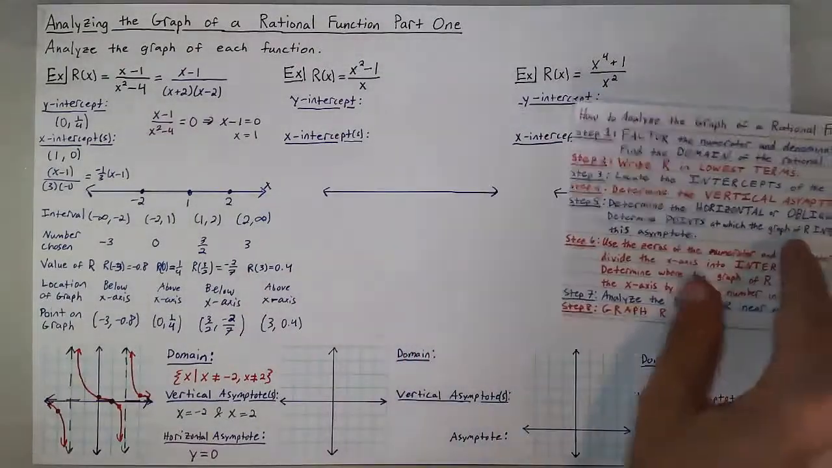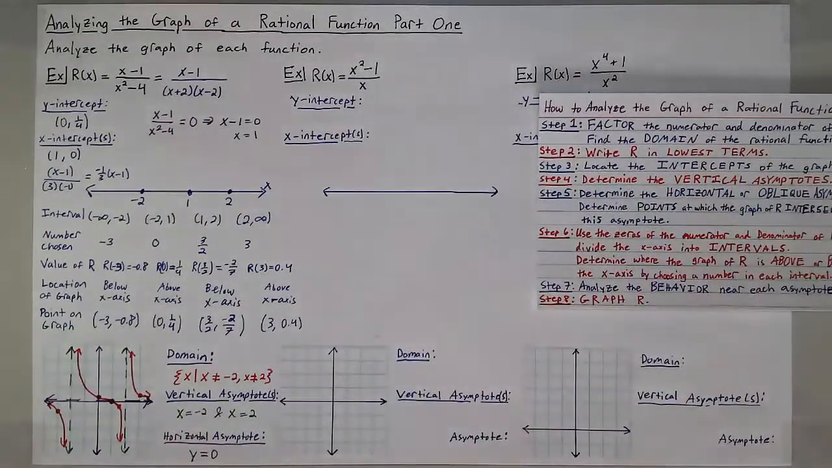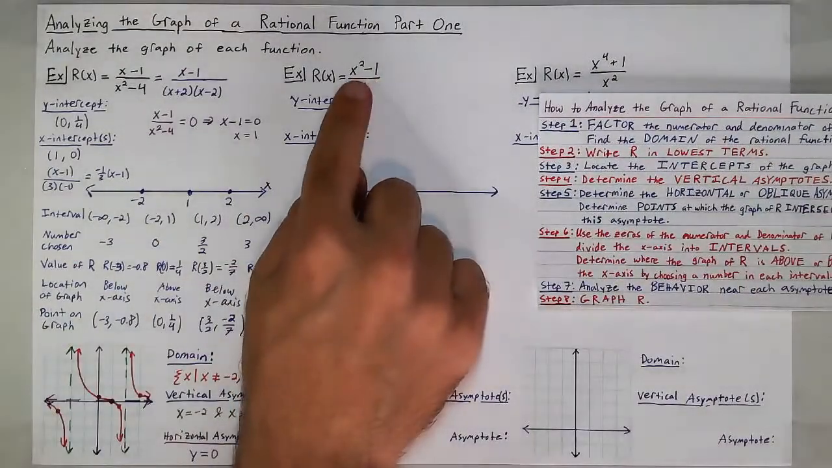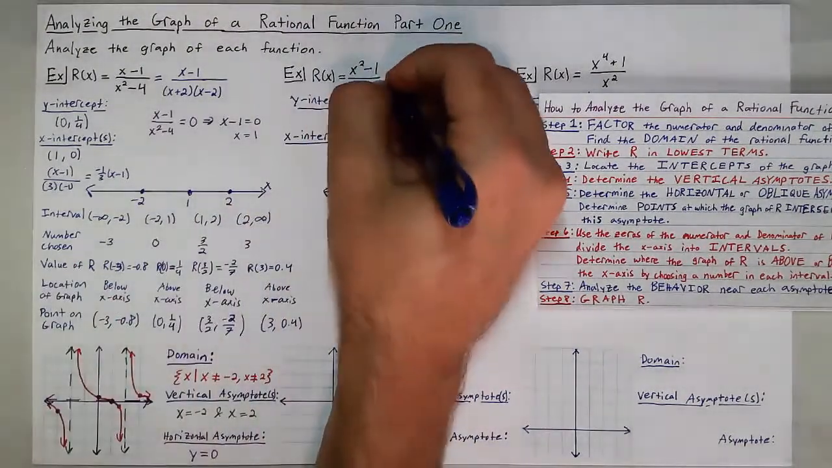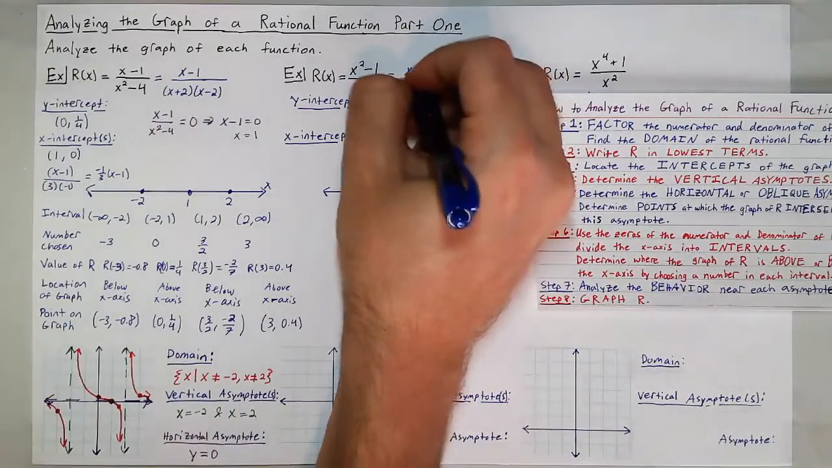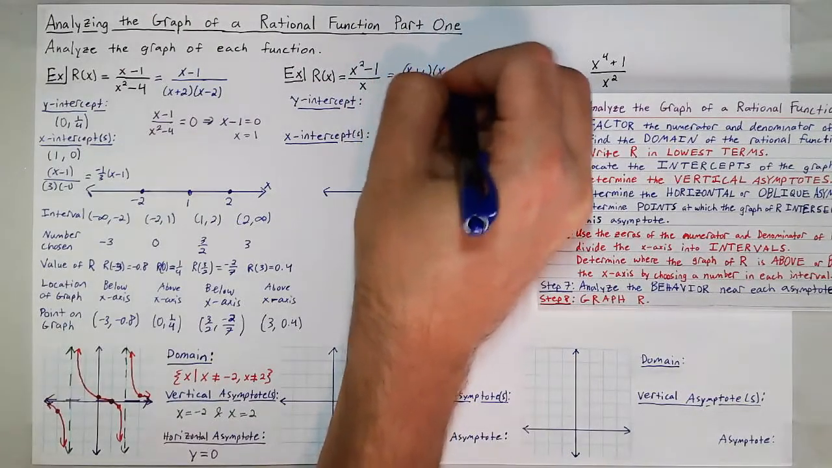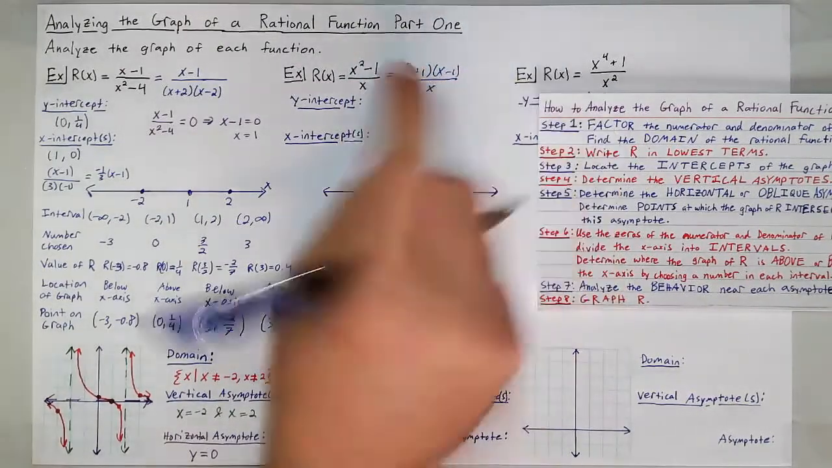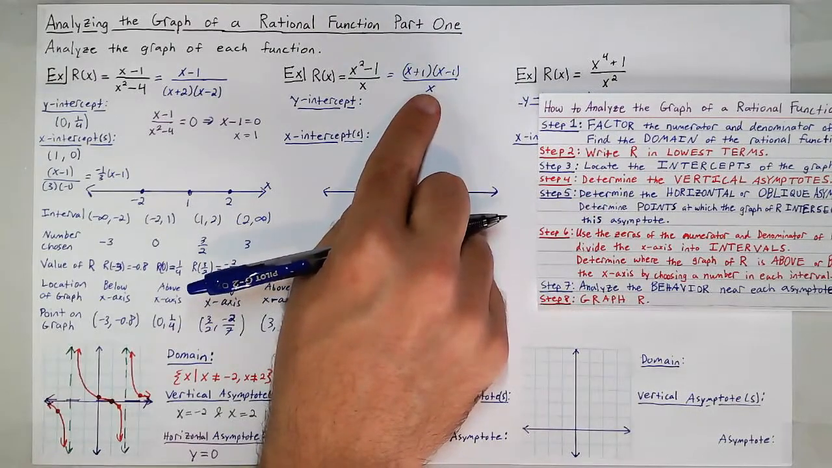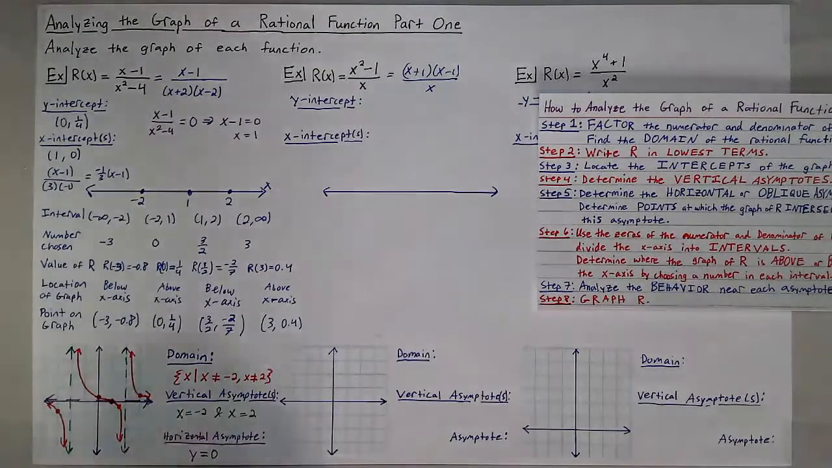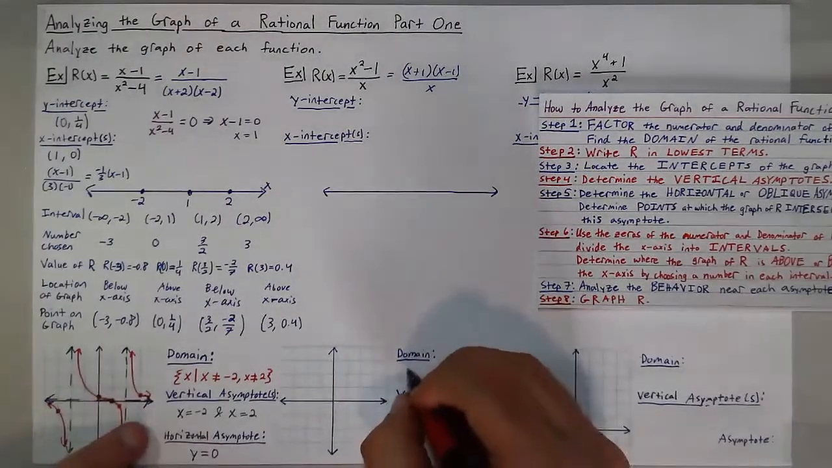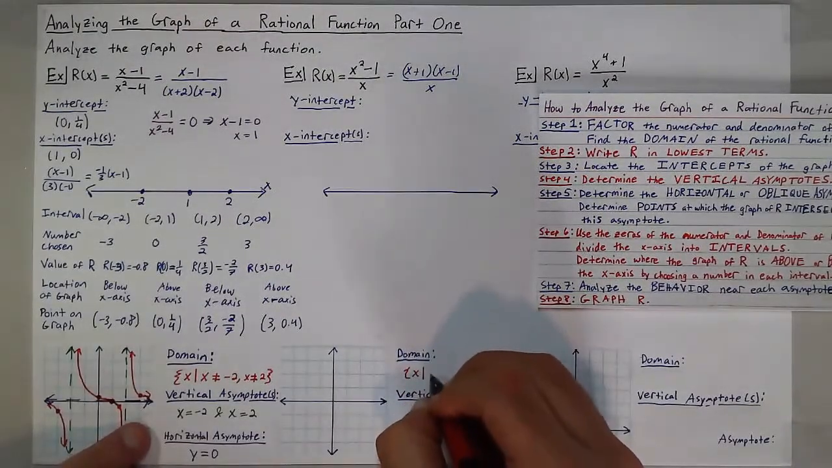Let's try this out with another example. So here I have (x² - 1) over x. I want to start by factoring this, which will be (x + 1)(x - 1) over x. The only factor in my denominator is x, so my only number I can't plug in is x = 0. So its domain is all real numbers x, such that x does not equal 0.